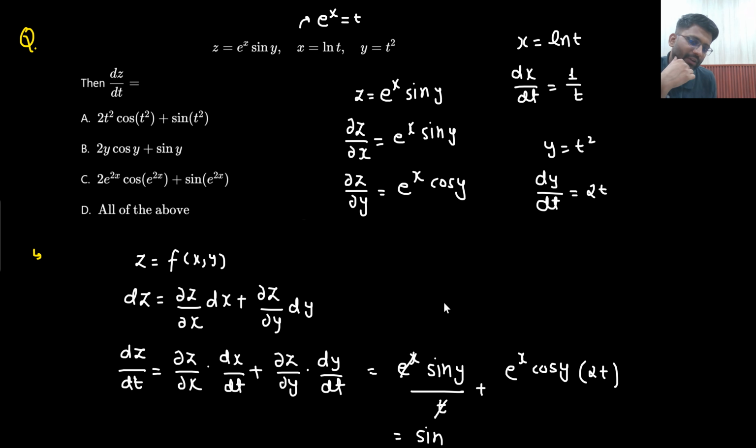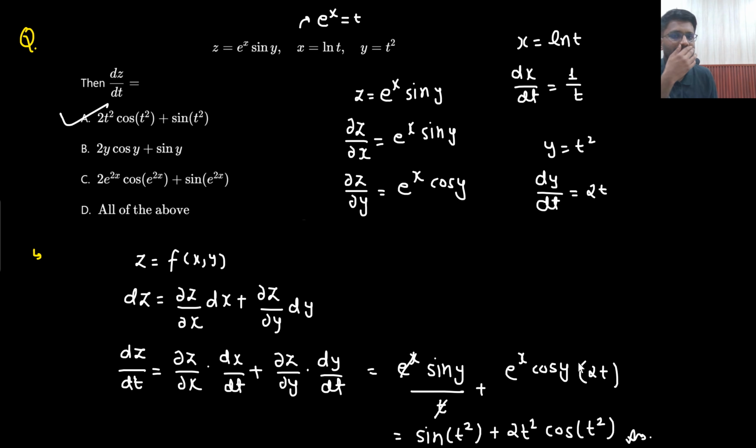In place of y, what can I put? In place of y I can put t square, plus e to the power x could be written as t, and here also there is 2t, so it will become 2t square dot cos. In place of y I can put t square. So everything I have written in terms of t. There you go. This is the answer. That's it. So 2t square cos t square plus sin t square, option A. Done.